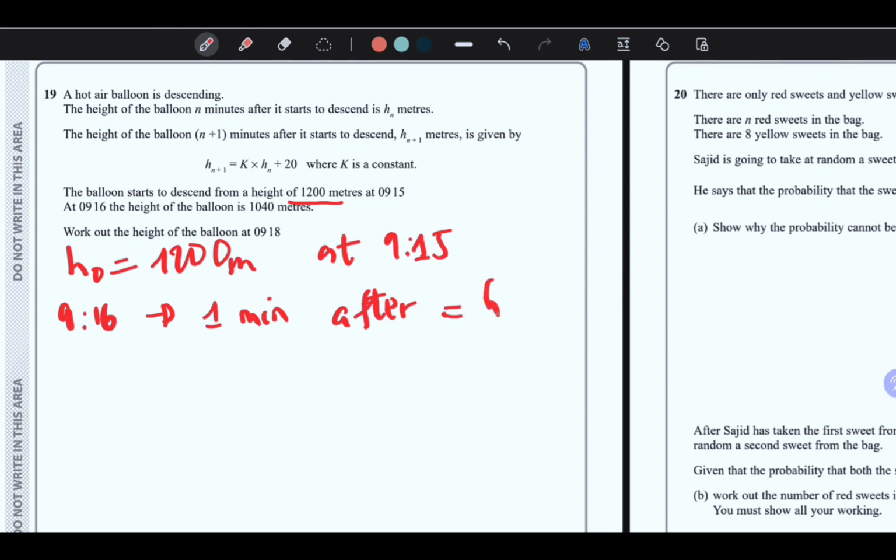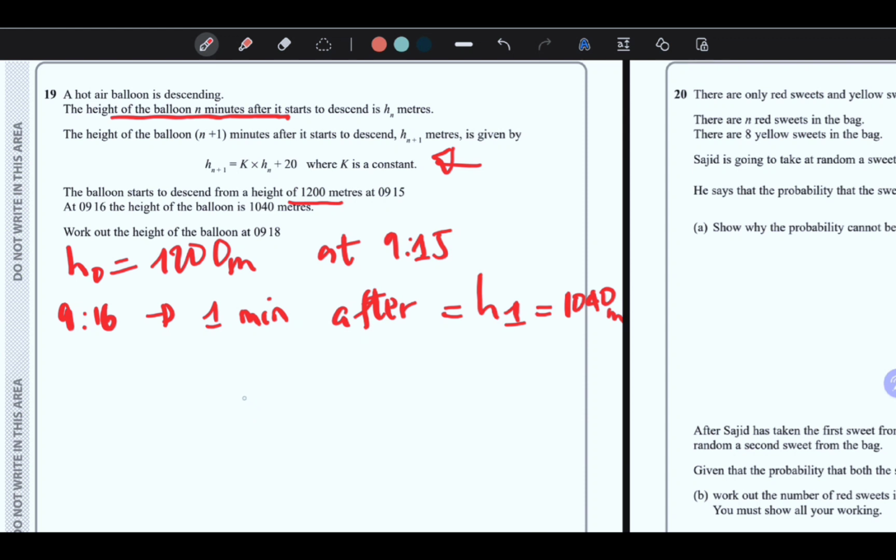It means you're going to have h1, because it says the height of the balloon n minutes after it starts to descend. So its height 1 minute after, which is at 9:16, would be h1. And they told us that height is the same as 1040 meters. Okay, let's use this piece of information and plug it into this equation to find k.